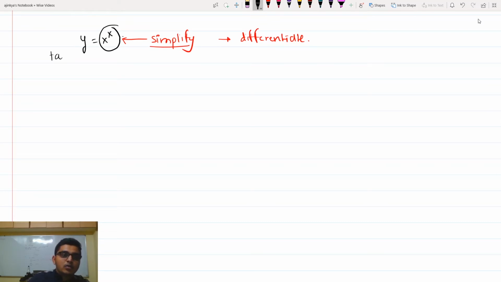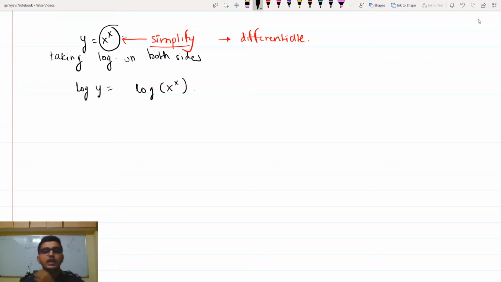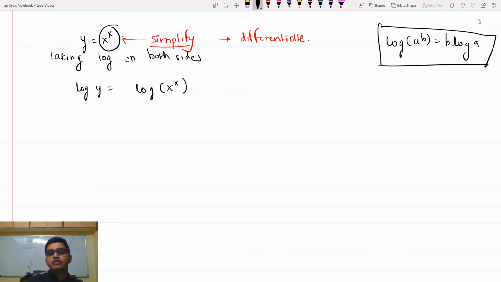So taking log on both sides, obviously we actually don't change the entire function. For example, whatever equation you take, if we apply log on both sides, it is not going to change. So what we have after applying log is log of y equals log of x raised to x. And now another log formula which you need to understand is log of a raised to b is nothing but b log of a.